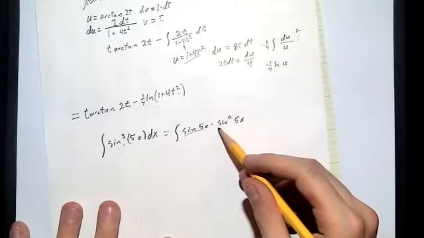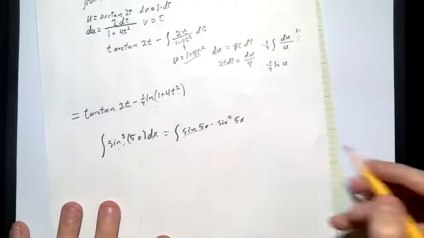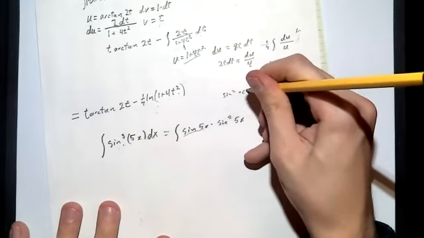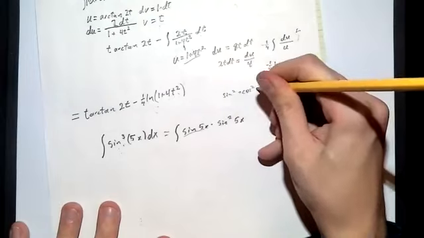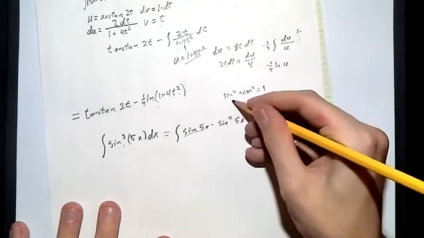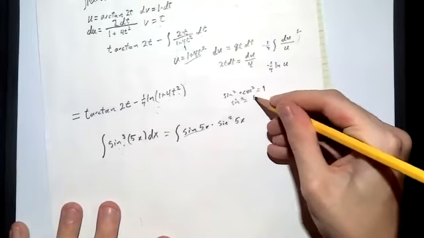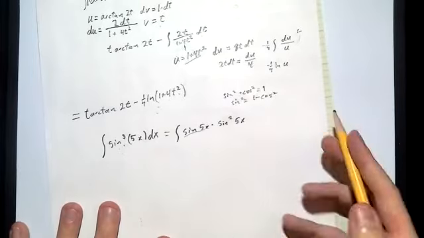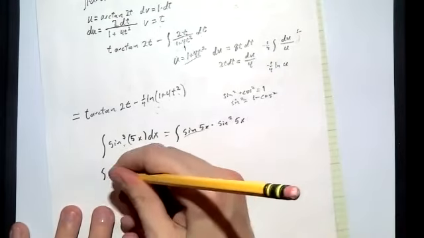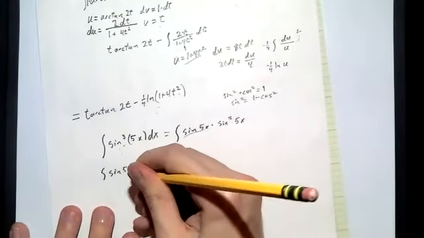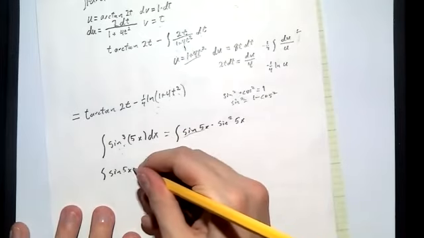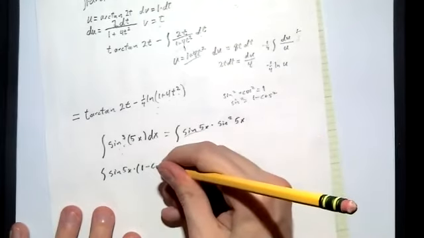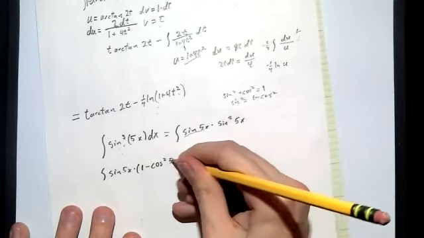And then sine squared, I believe, so if we use sine squared plus cosine squared equals 1, we can say sine squared is equal to 1 minus cosine squared. And then we'd have, so we get the integral of sine 5x and then times 1 minus cosine squared of 5x.